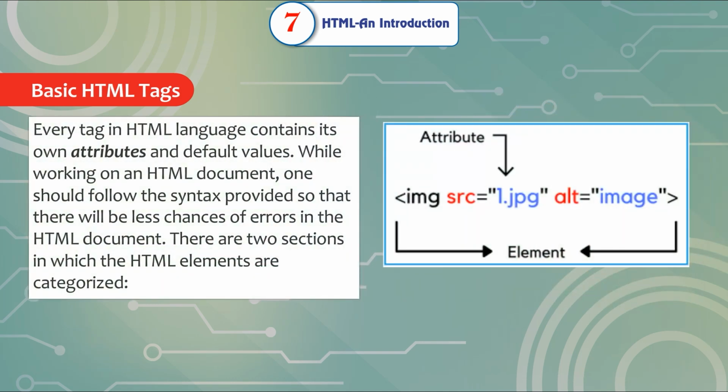Every tag in the HTML language contains its own attributes and default values. While working on an HTML document, one should follow the syntax provided so that there will be fewer chances of errors in the HTML document. There are 2 sections in which the HTML elements are categorized.